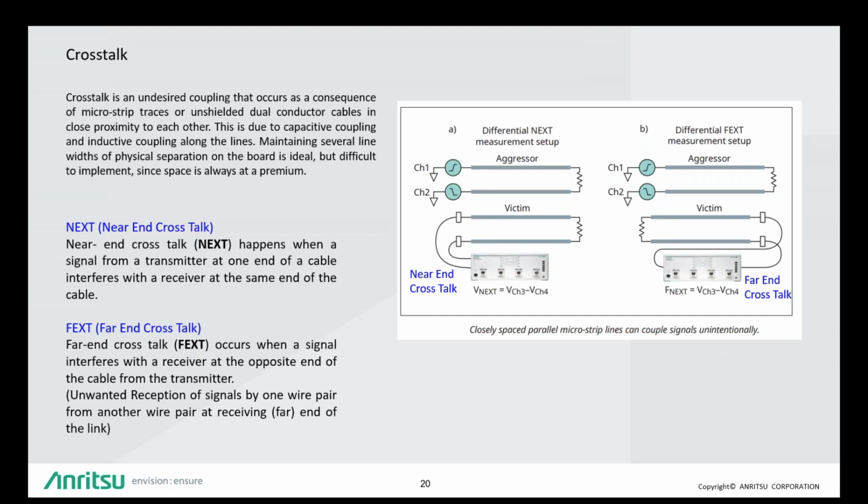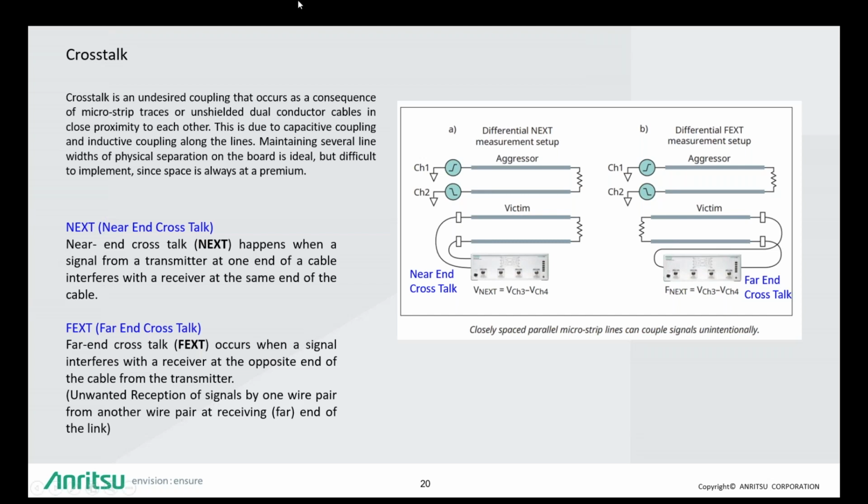So you have two different types of crosstalk. One is NEXT, which is near-end crosstalk, and that happens when the signal from a transmitter at one end of a cable interferes with a receiver at the same end of the cable. The other one is FEXT, or far-end crosstalk, and you get that when a signal interferes with the receiver at the opposite end of the cable from the transmitter.